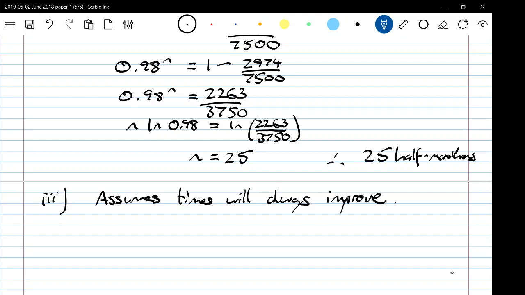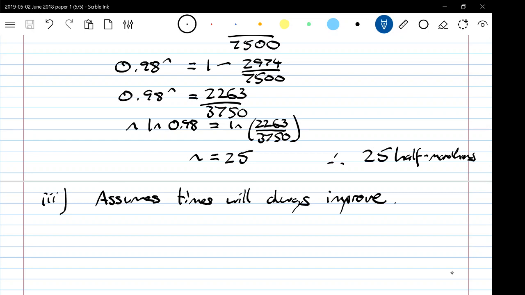A few of you said things like it assumes that the rate of improvement is constant. And I think that's a difficult one to define, because the amount of time that he's getting faster isn't a constant, is it? The amount of time he's getting faster is reducing every time he does it, because it's proportional to the previous ones. I think you have to be a little bit careful about how you phrased that.